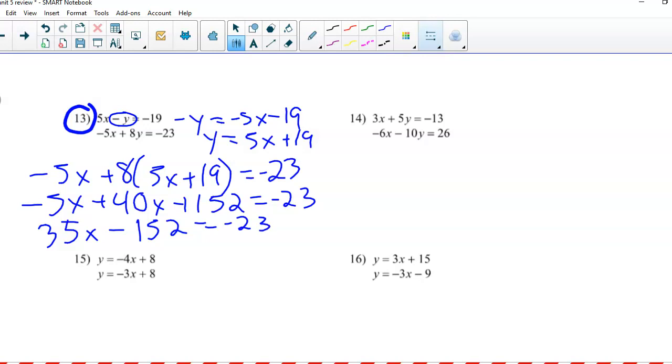And then when we add 152 to both sides, what would that become? Oh, this was positive. That's why this looks off. So we're subtracting. What is x? Negative 5.